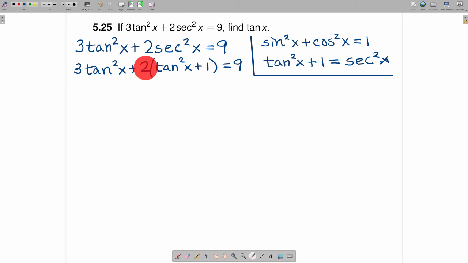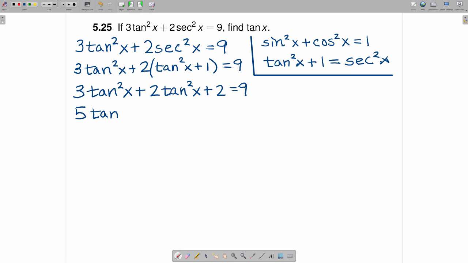Let's distribute this 2 into the tan squared and the 1. That is going to give us 3 times the tangent squared of x plus 2 times the tangent squared of x plus 2 is equal to 9. Well, we can take 3 times the tangent squared of x plus 2 times the tangent squared of x, replace that with 5 times the tangent squared of x plus 2 is equal to 9.